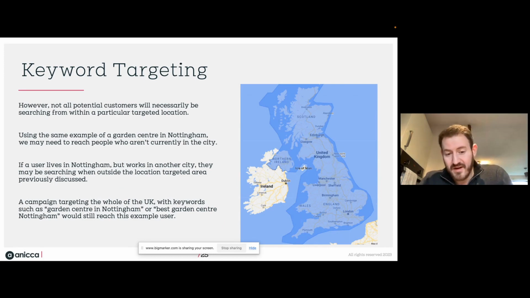Therefore, a campaign that targets the whole of the UK, but uses keywords such as garden centre in Nottingham or best garden centre Nottingham would still reach those example users. So anyone who lives outside that city, but is searching for a Nottingham style keyword, so garden centre in Nottingham, they are still absolutely a relevant person for you to reach with your ads. And if you were targeting your campaign with a location of Nottingham, you aren't going to reach those users unless you target the entirety of the UK and give them the opportunity to search for Nottingham as part of that keyword. Hopefully that makes sense to everybody. But it's definitely a step that I see a lot of businesses, even now, still miss, and you don't want to miss out on the potential of those customers.